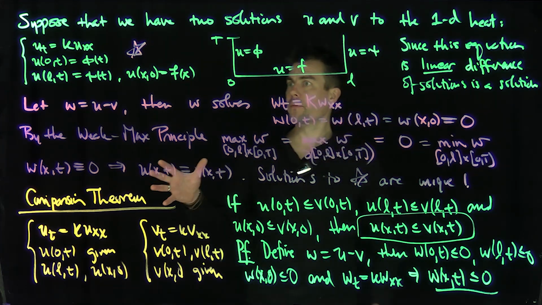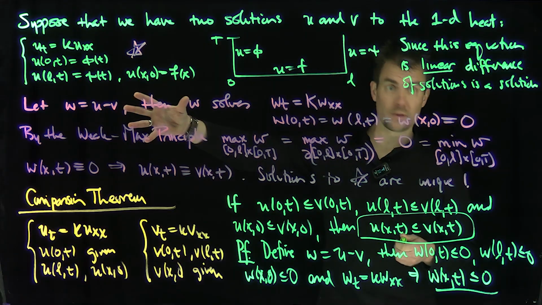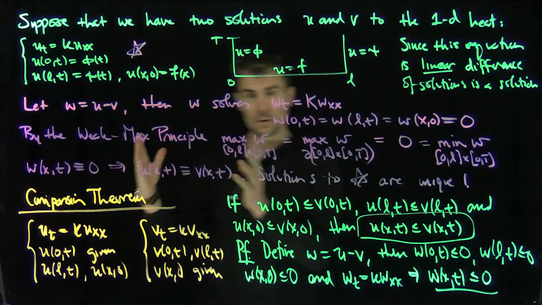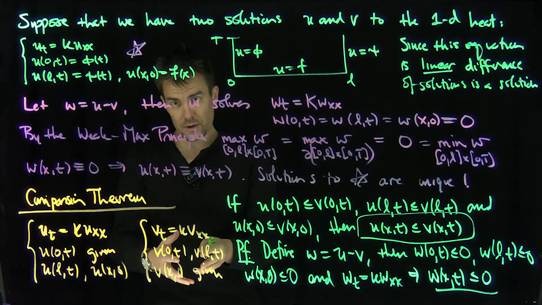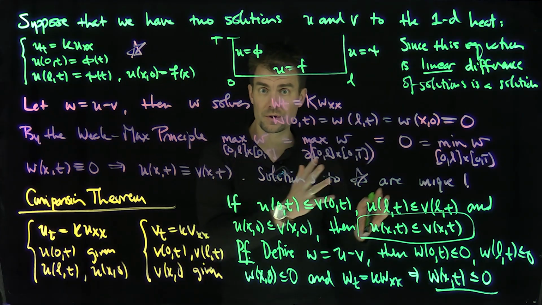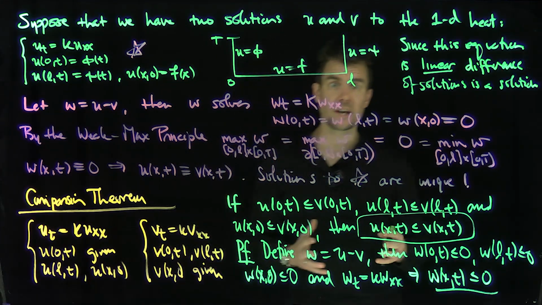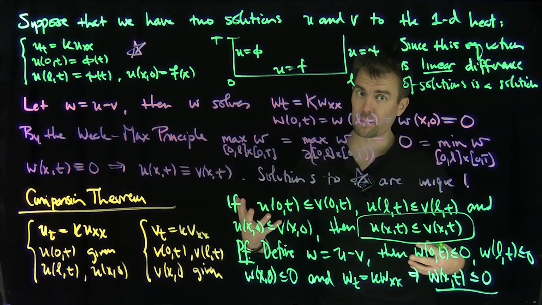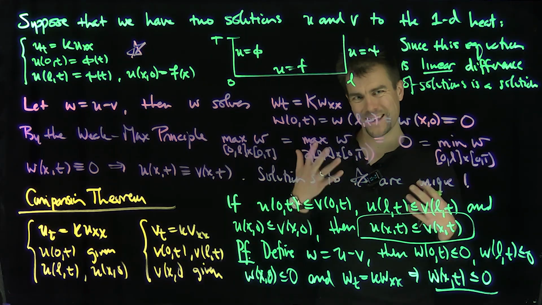So I get two things for free from the weak maximum principle. I get that there are unique solutions to the diffusion equation. I also get a comparison principle: if I have two solutions to the diffusion equation, and the initial conditions for one of the solutions always majorize the other one, then the solution with the larger initial data will always majorize the solution with the smaller initial data. That's the comparison principle for the heat equation. Thank you very much.